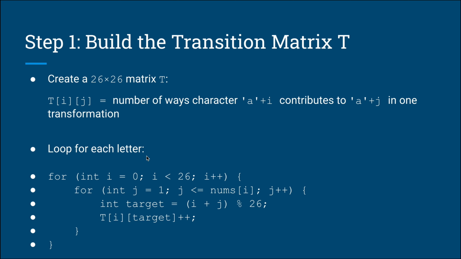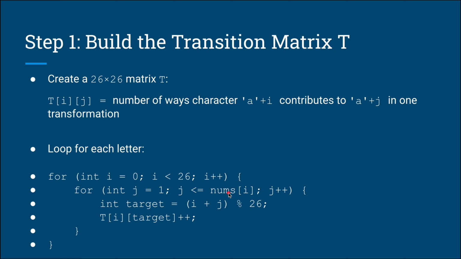So let's build up step one. To build the step one transition matrix, we'll create a 26 by 26 matrix T. So let's suppose this is matrix T at i j, the number of ways the character a plus i will become a plus j in one transformation. So for each loop, we'll go from 0 to 26 indexes, and then for each j, it will go to the number of nums at i, right? So nums at i is that given value.